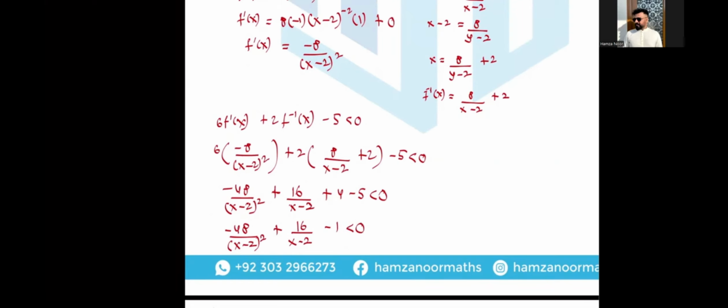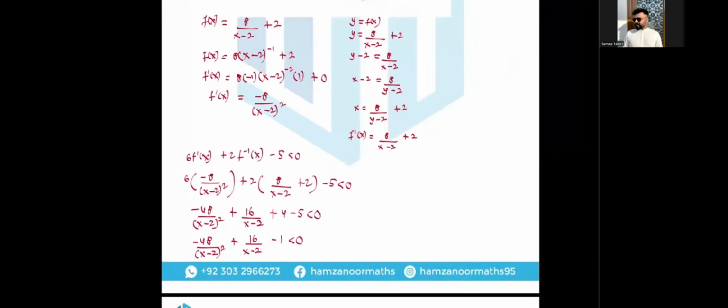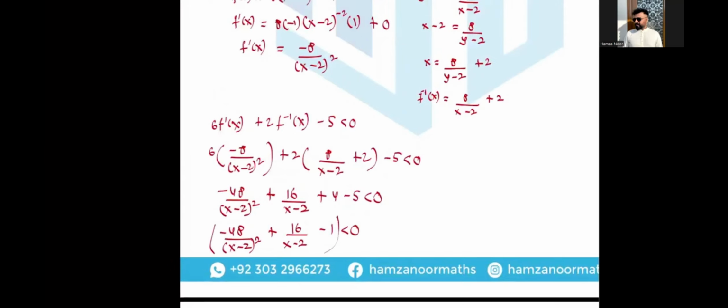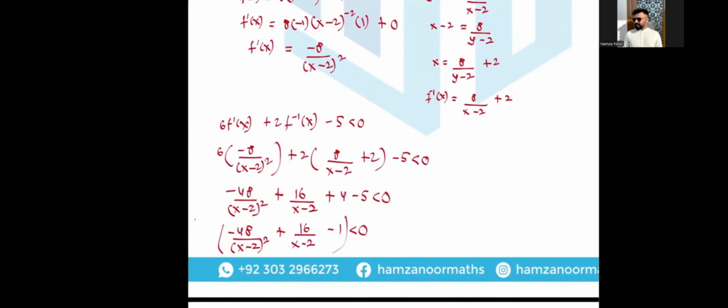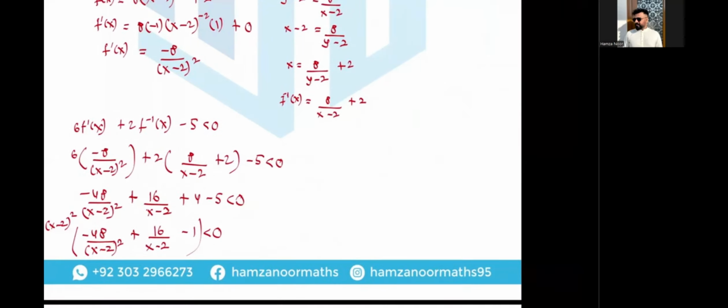So now what we can do over here is multiply (x minus 2) whole squared on both sides in order to eliminate it from the denominators. So I'm going to perform the step of multiplying (x minus 2) whole squared on both sides. This will give you minus 48 plus 16 times (x minus 2) minus 1 times (x minus 2) whole squared, and this whole thing is less than 0.